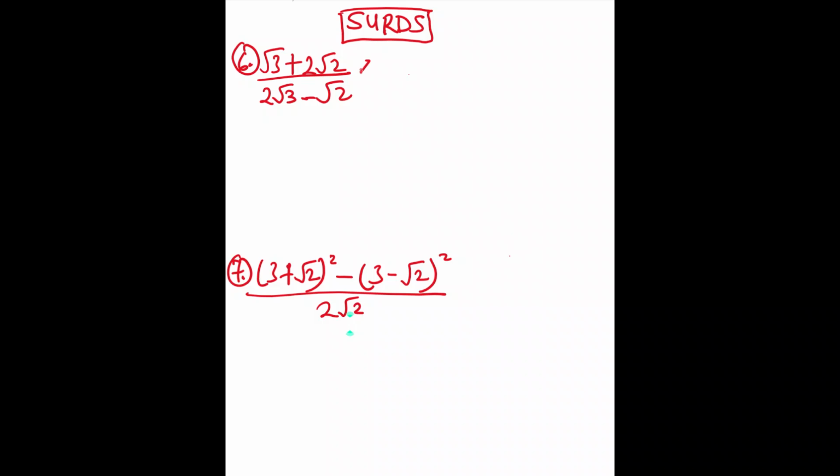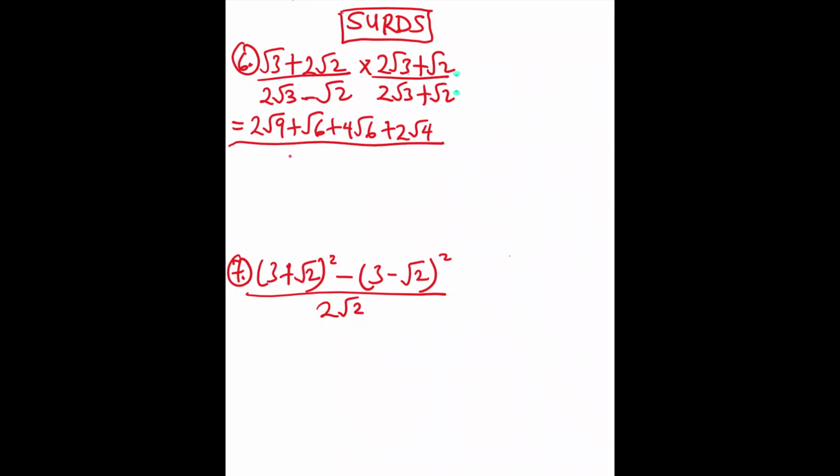That's root 3 plus 2 root 2 over 2 root 3 minus root 2. Okay, so we're going to multiply with 2 root 3 plus root 2 over 2 root 3 plus root 2. Okay, so now if we expand it, we'll do root 3 times 2 root 3, that will be 2 root 9. Root 3 times root 2 will be plus root 6. 2 root 2 times 2 root 3 will give us plus 4 root 6. 2 root 2 times root 2 will give us plus 2 root 4.